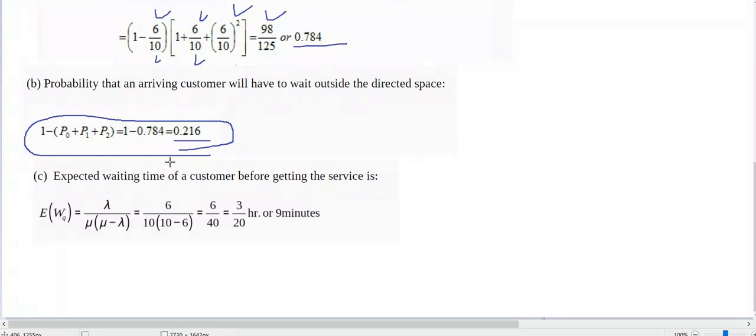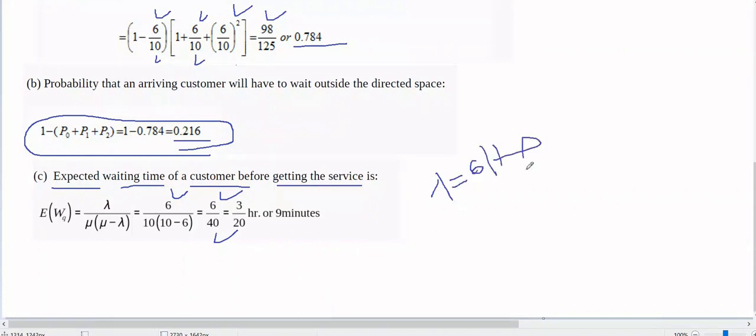Next, we need to evaluate the expected waiting time of the customer before getting service. That is E of W Q equal to lambda divided by mu into (mu minus lambda). You know lambda is 6 and mu is 10, so you get 6 by 40, that is 3 by 20 per hour, because lambda is the number of customers per hour and mu is also per hour. So the time you evaluate here is also in hours. Multiply it by 60 and you get around 9 minutes.